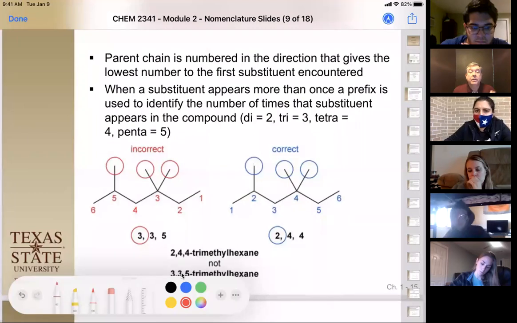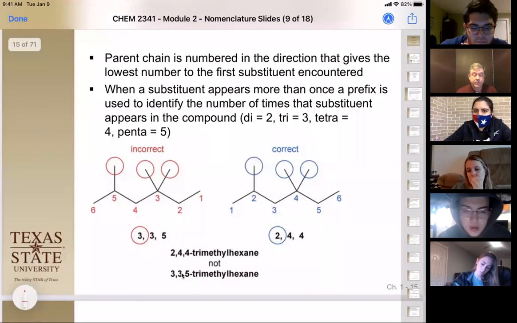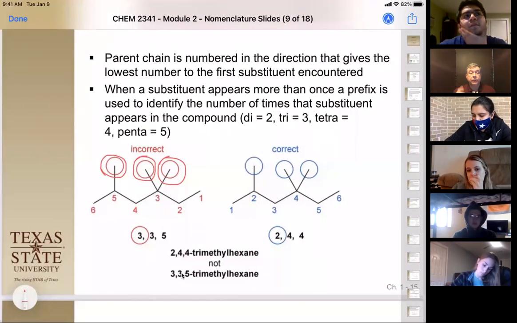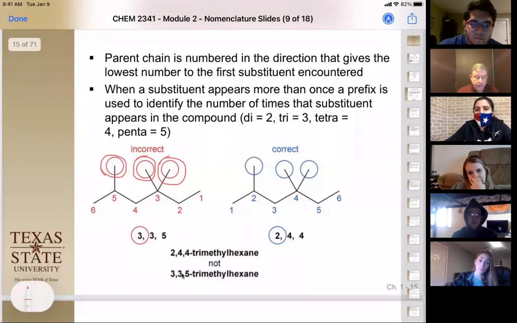Okay, now to number it correctly, well, sorry, step 2, identify your substituents. In this case, we have a methyl group as a substituent, a methyl group as a substituent, and a methyl group as a substituent. Okay, so that's rule 2. Find the longest chain and then find all of the substituents. Okay. Now, how do we number it?